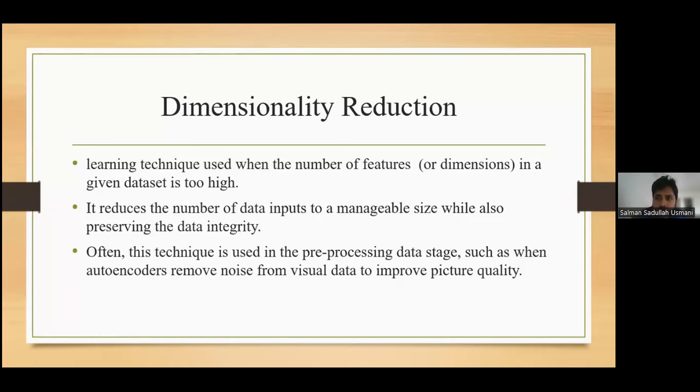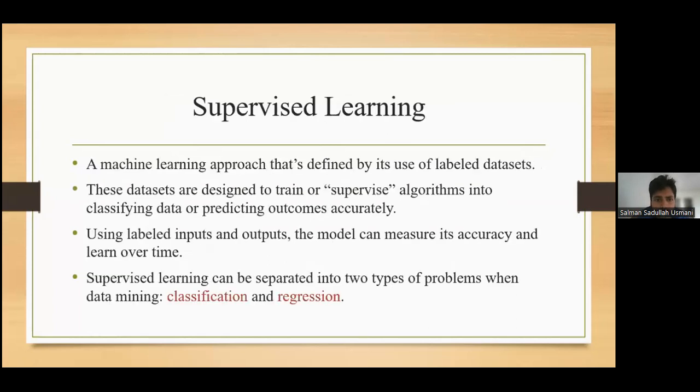I have also given a biological example from the sequencing domain, so that is also understandable. And now I am coming to the second part, which is supervised learning. That means a machine learning approach that is defined by its use of labeled data sets. Labeling is the most important word which differentiates supervised learning from unsupervised learning. In unsupervised learning, the data set will not be labeled, but in supervised learning, the data set will be labeled. You already labeled that.